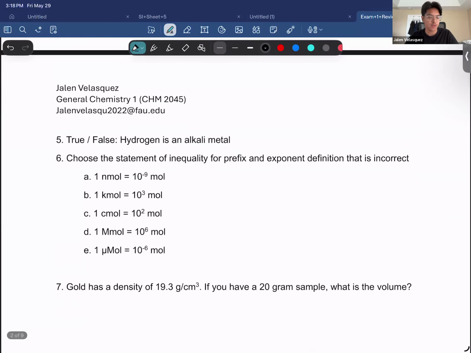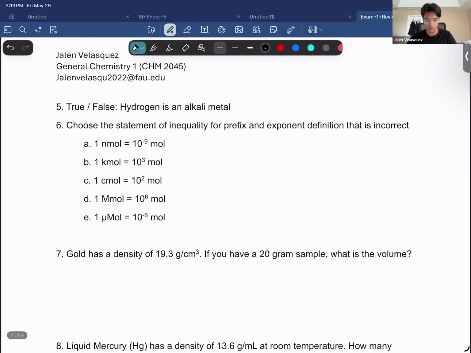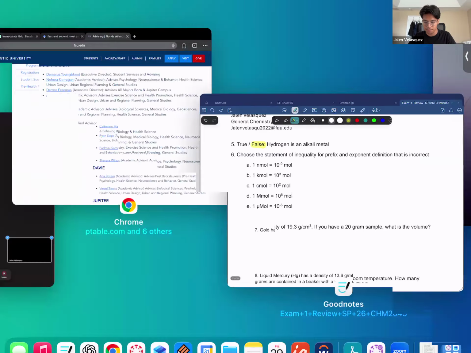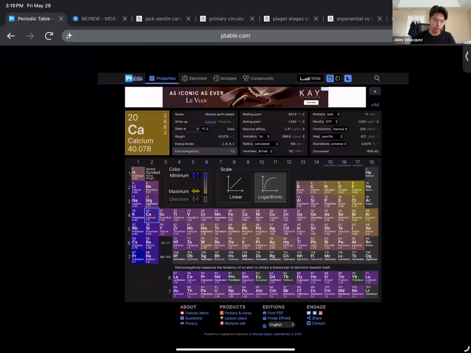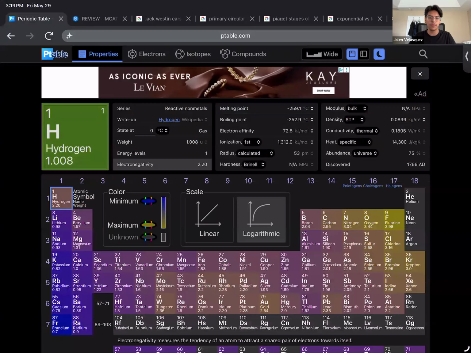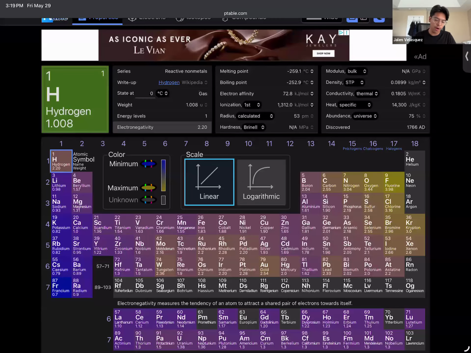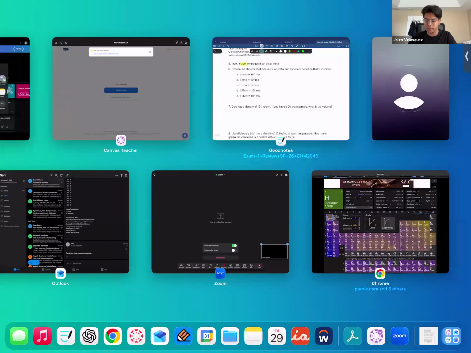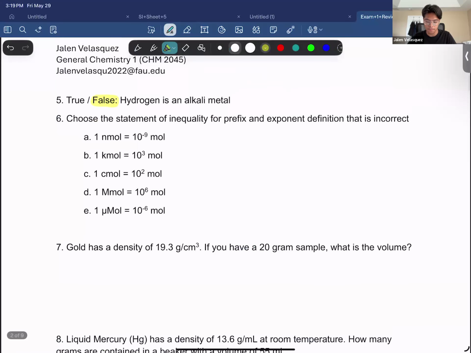Okay, number six. So we were talking about the alkali metals, alkaline earth metals. So true or false, hydrogen is an alkali metal. What do we think? Is that true or is that false? It's going to be false. Good. So this is kind of a trick question because hydrogen is right here with group one, right? It's right above lithium. But even though hydrogen is there with the metals, it's actually a nonmetal. So yeah, okay. So hydrogen is a nonmetal. That's something you should know.